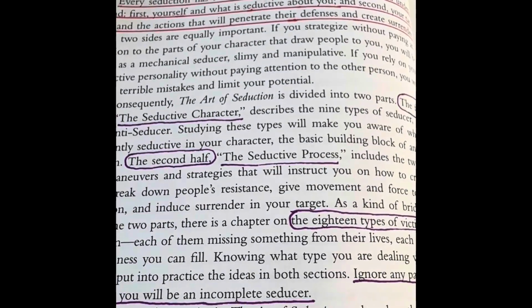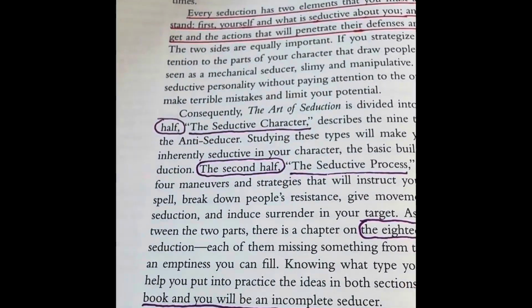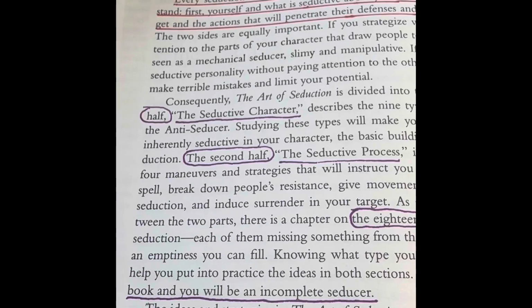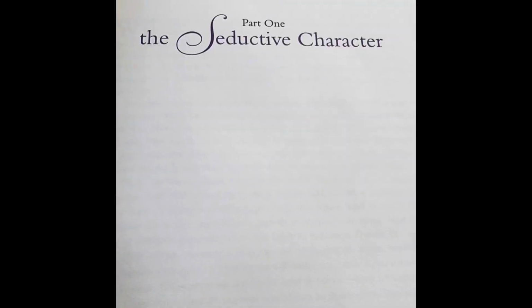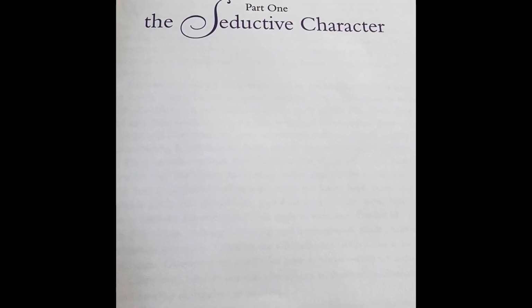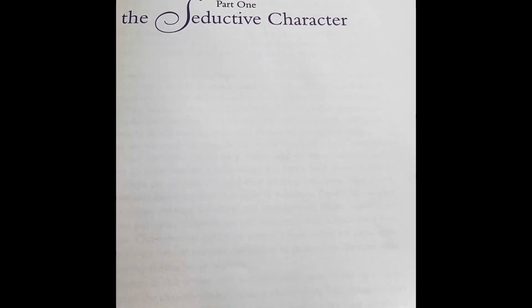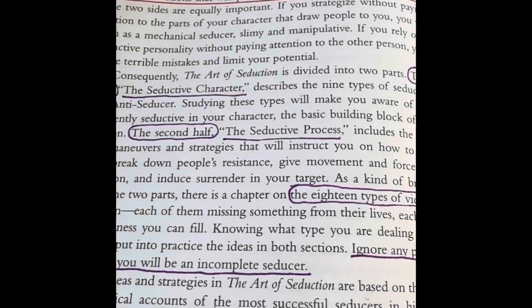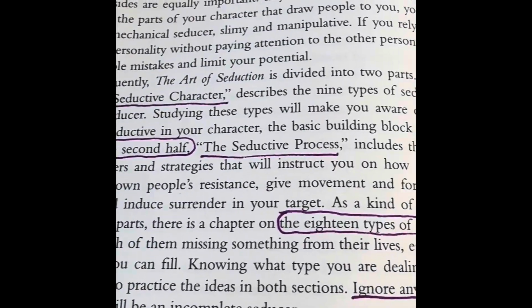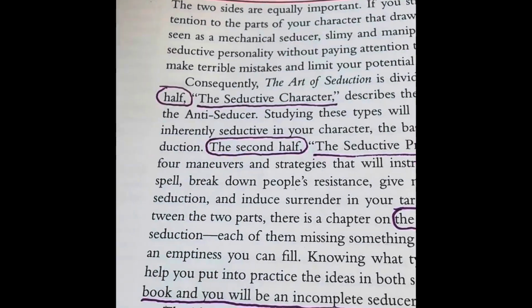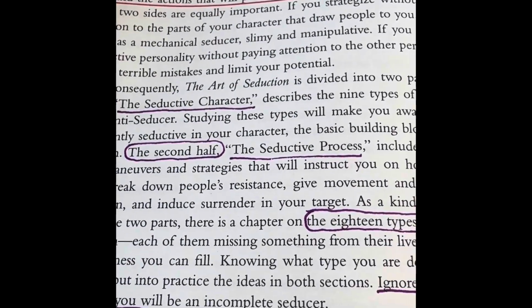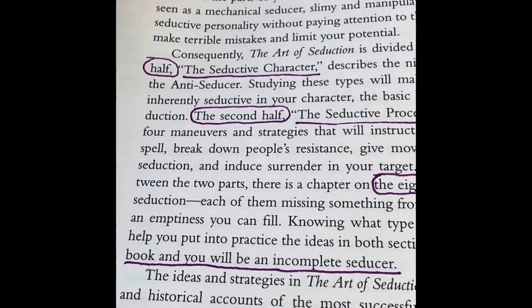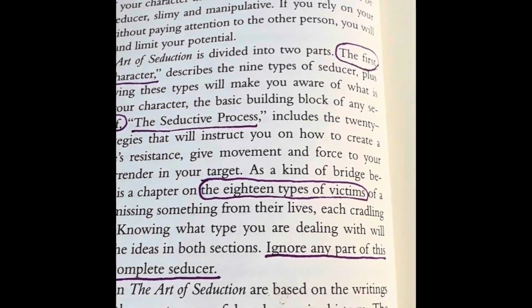Consequently, the art of seduction is divided into two parts. The first half, the seductive character, which is Part One of The Art of Seduction. And as you know, it starts with the siren. The seductive character describes the 9 types of seducer, plus the anti-seducer. Studying these types will make you aware of what is inherently seductive in your character, the basic building block of any seduction.